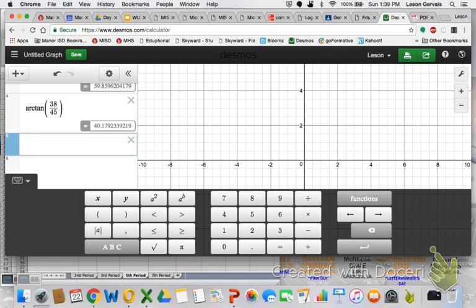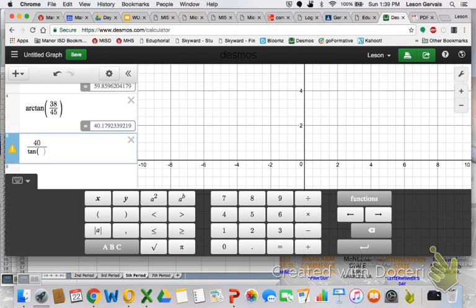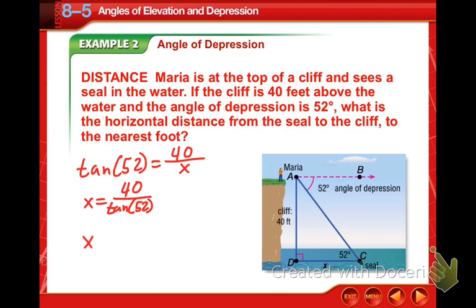Alright, so we're on Desmos now. We're looking at 40 over our function tangent of 52. Nope, not 55. 52. There's our answer, 31.25. It wanted us to round to the nearest whole foot, so that's going to be 31 feet. Okay? So, 31 feet's our answer. Sorry, I forgot I didn't put the equal sign there. 31 feet. And there we go. Okay, so now let's do our next problem.